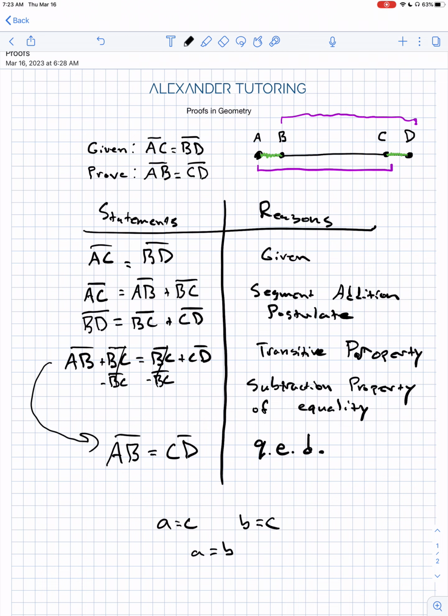What does QED mean, in case you're curious? You see that at the end of proofs. It's actually Latin for quod erat demonstrandum, that which was to be demonstrated.